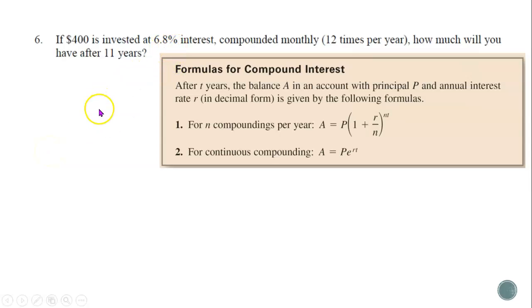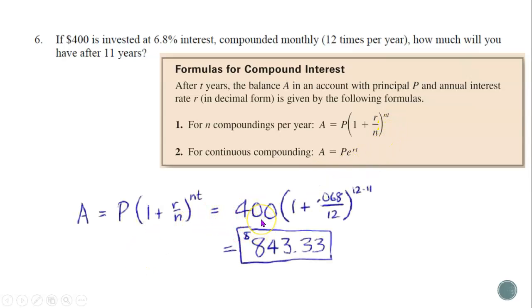The 6.8% is the interest rate. That's the R, but we have to put it in decimal form, so that would be 0.068 for R. 12 is the number of times per year the interest is compounded. For N, that is 12 compoundings per year, we put 12 in both places there's an N in the formula. And after 11 years, we put 11 for T. So we're calculating 400 times 1 plus 0.068 over 12 to the 12 times 11 power.